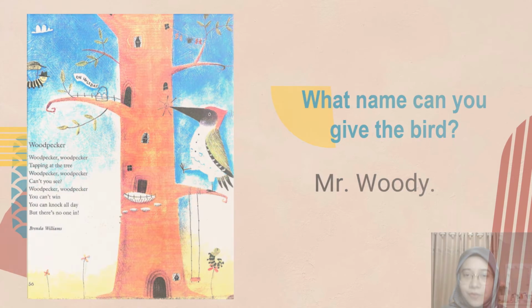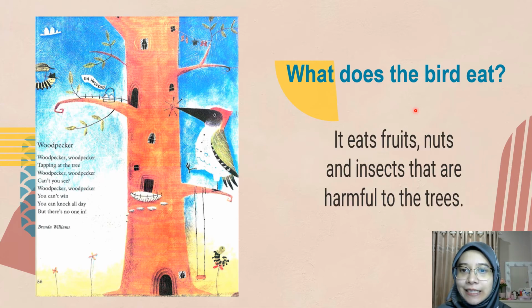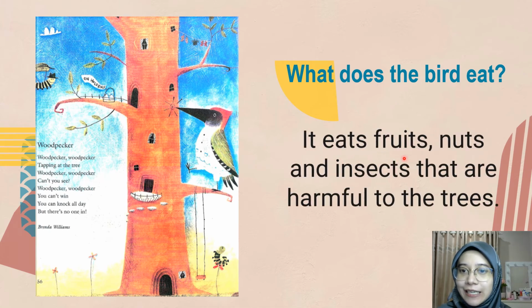Next, number 4. What does the bird eat? Apa yang burung ni makan? I already told you in the previous slide. Okay, fun facts about woodpecker. Do you still remember? So the bird eats fruits. Okay, buah-buahan. Nuts, of course, kacang-kacang, kekacang, and insects that are harmful to the trees. Dan juga makan serangga yang boleh membawa keburukan kepada pokok-pokok. Okay, not only it eats fruits, nuts, it also eats insects, serangga.